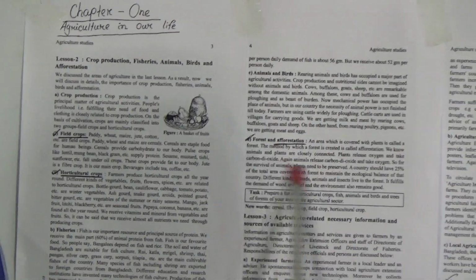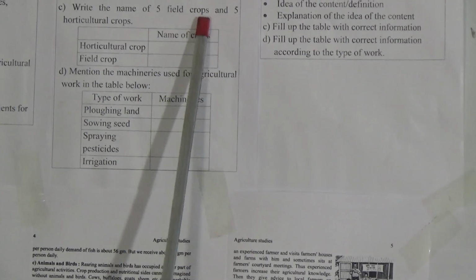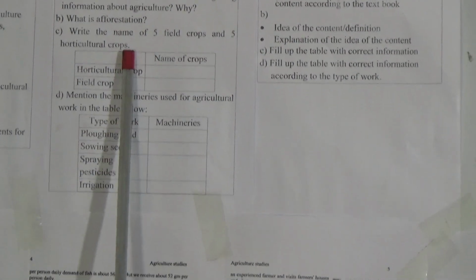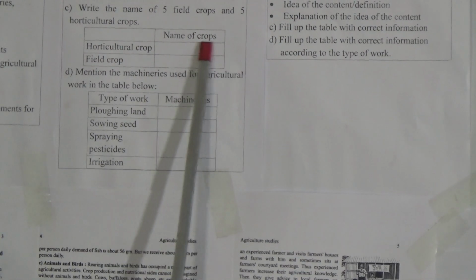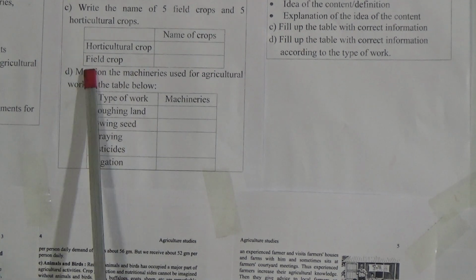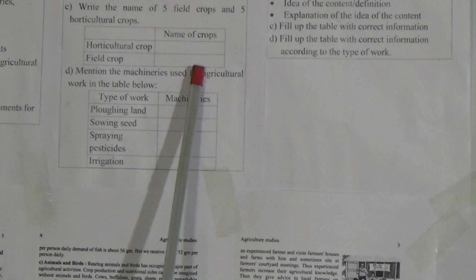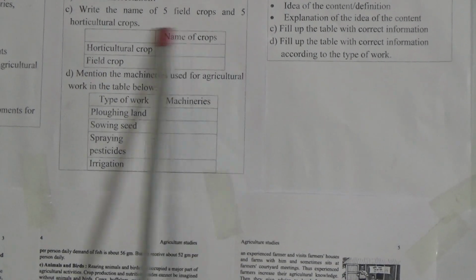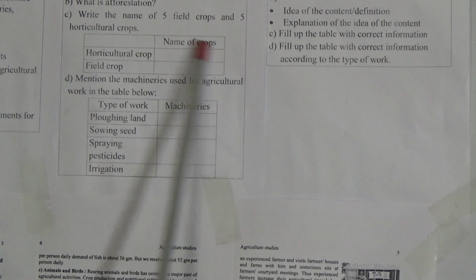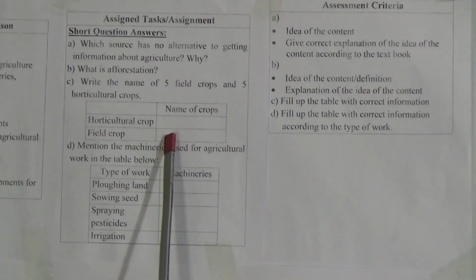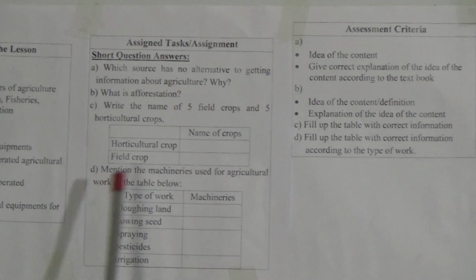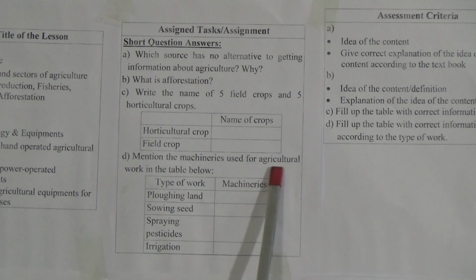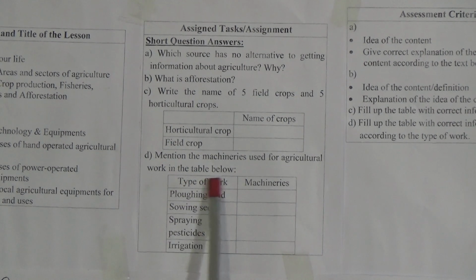and we will find it here, chapter 1 lesson 2, you can find some idea from here. And here also write the name of 5 field crops and 5 horticultural crops. Just look at your name of crops here. This is horticultural crop and this is field crop. Okay students, you have to follow this table properly. Just only the 5 names should be written here. No description. And number D, also mention the machineries used for agricultural work in the table below.